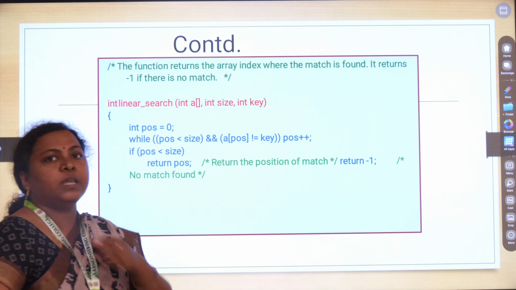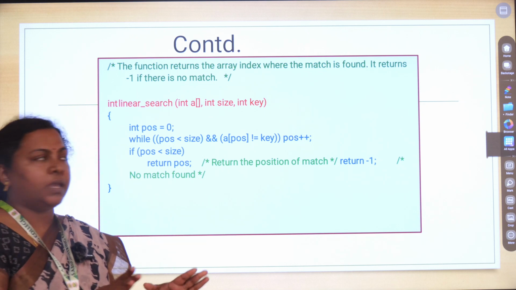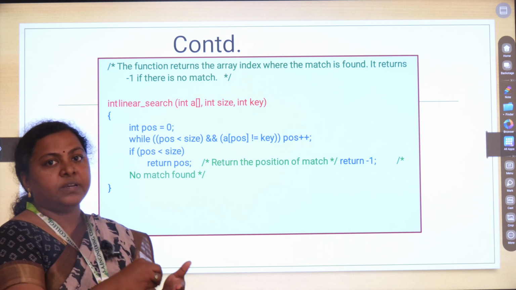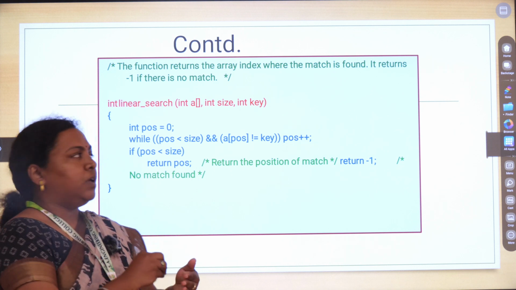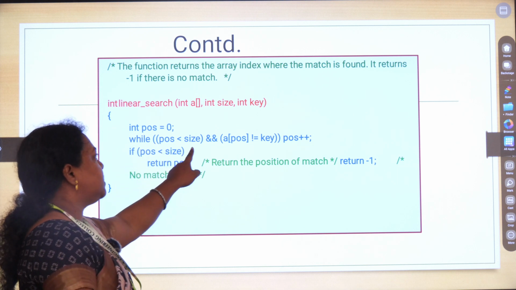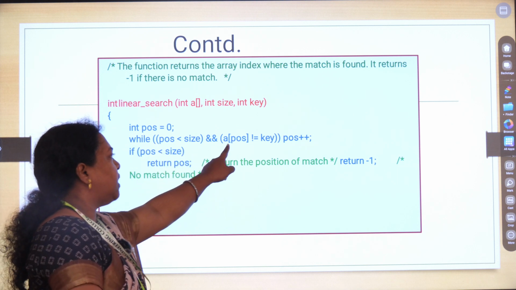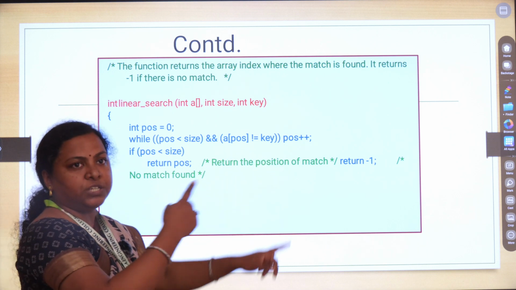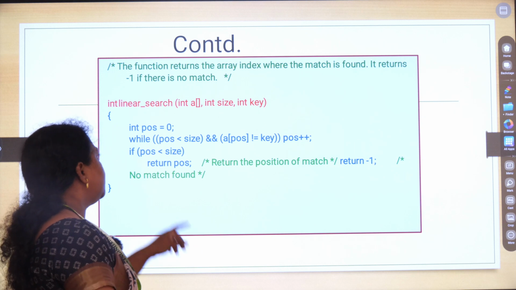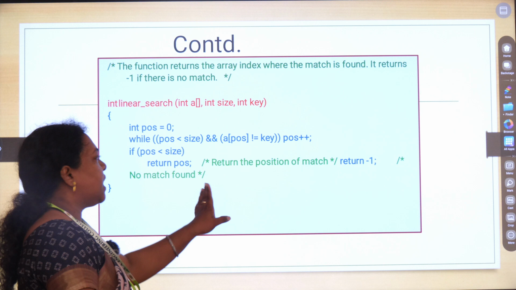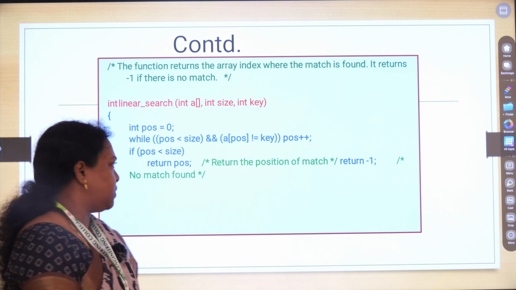and we have a temporary variable which has the position. So this POS will return the result of the search. So we are seeing whether the POS is lesser than size and the array of POS is not equal to key, we are shifting it to the next one. So if the POS exceeds the size, we just have to return it as -1.